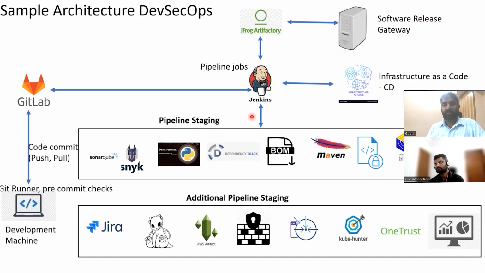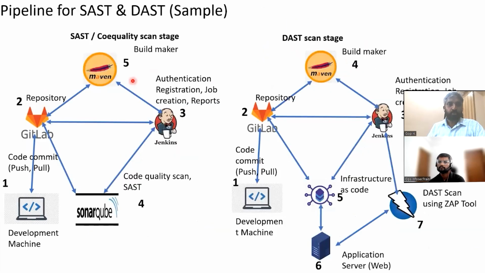So in every stage, we need to consider the security, how securely we are doing that. So those aspects also we need to think about, if required. Once the build is created, again, we can publish it to the artifactory, or we can directly publish it to the customer place using our gateway mechanism.